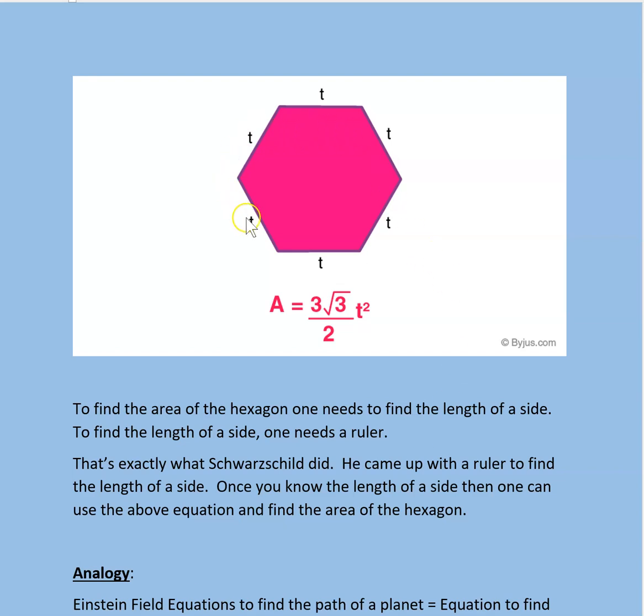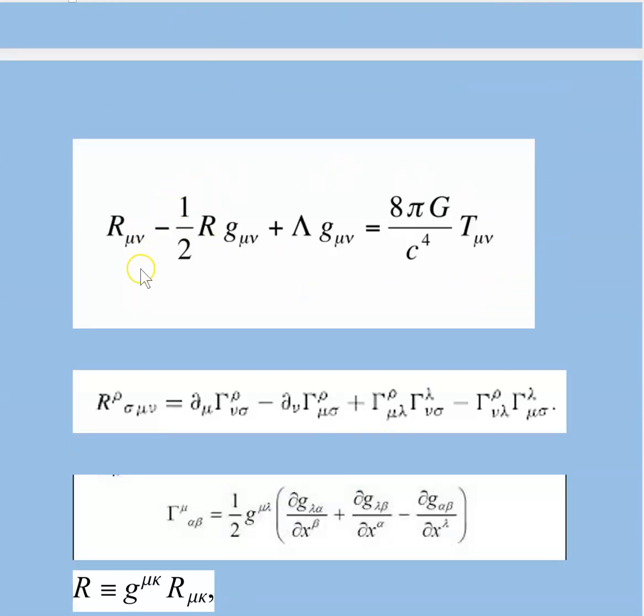We said if there was a hexagon and we need to find the area, and we don't know the equation for the area. So some genius comes out with this equation, but there is t, the side, but we don't know how to measure the side. And then somebody comes up with a ruler. So they would keep the ruler along the side, and then you could find t, and then you could find the area. Similarly, when Albert Einstein came up with this equation, actually there are 16 equations in here.